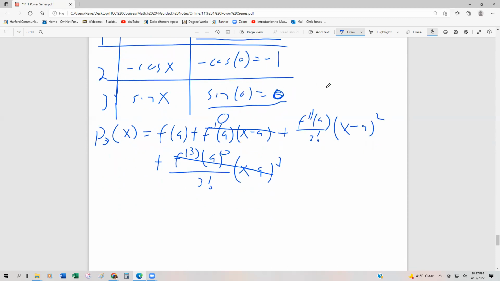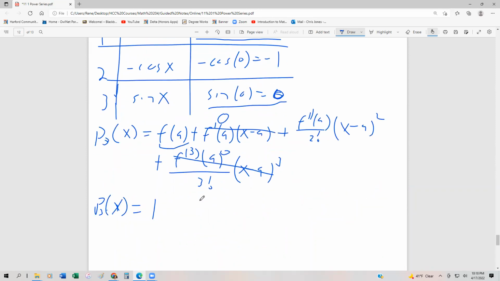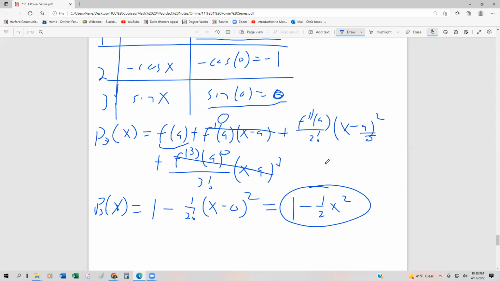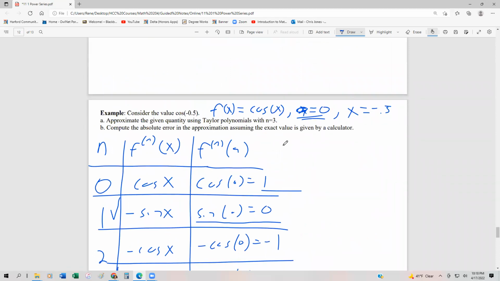All right, so P3 of x in this case is just going to be, now remember, f at a was 1. So we have 1, and then we have a negative 1 over 2 factorial, so minus 1 over 2 factorial, times x minus a, remember a was 0, squared. And so if I simplify what P3 is going to be, not really all that interesting, but 1 minus 1/2 x squared. So this is our third degree polynomial, and we're going to use this to approximate cosine of negative 0.5.